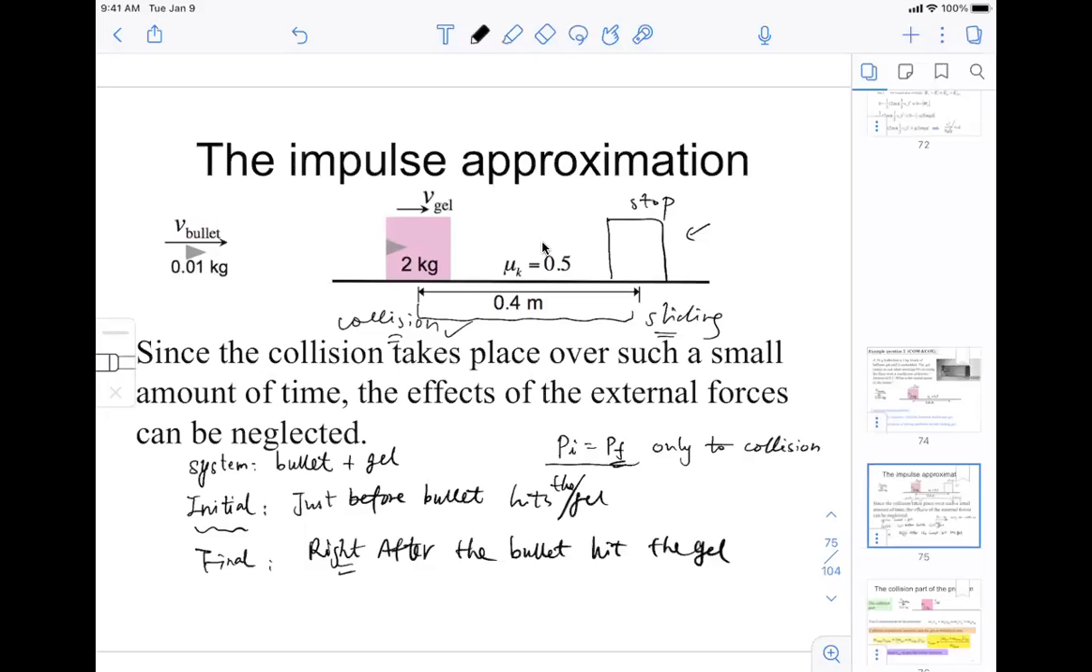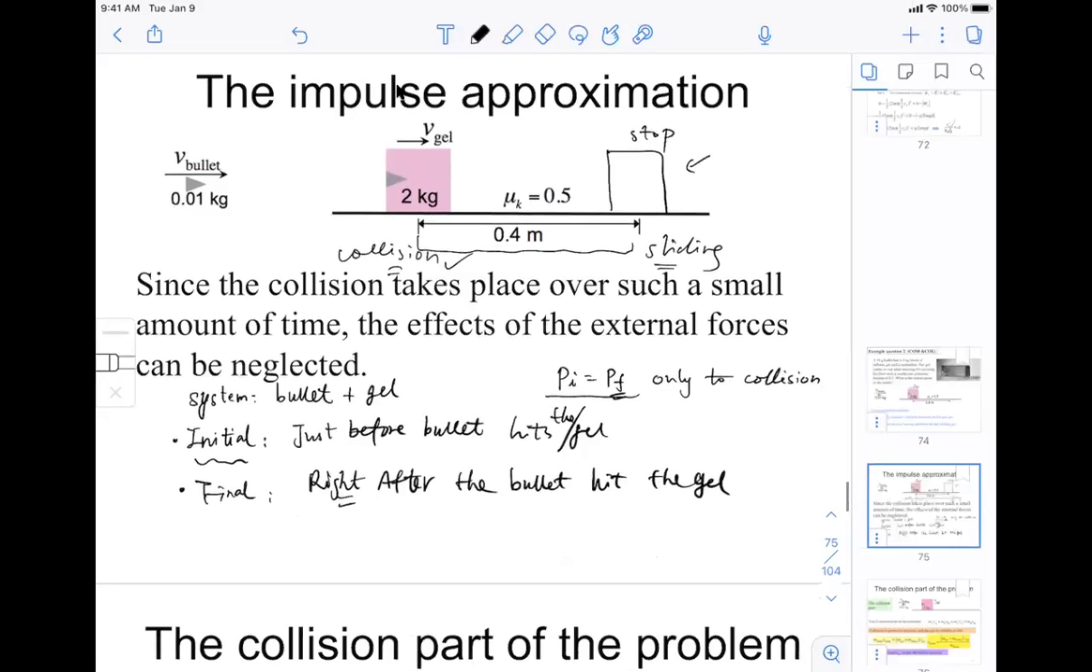Okay, I got a question from Eric. Is final when the bullet collides, but before the gel block moves? Yeah, so final is right after the bullet collides, but before the gel starts moving. The collision happens really fast, but even though it happens so fast, we still separate that very fast process into an initial starting point and a final. Okay, so we need to put Pi equals Pf.